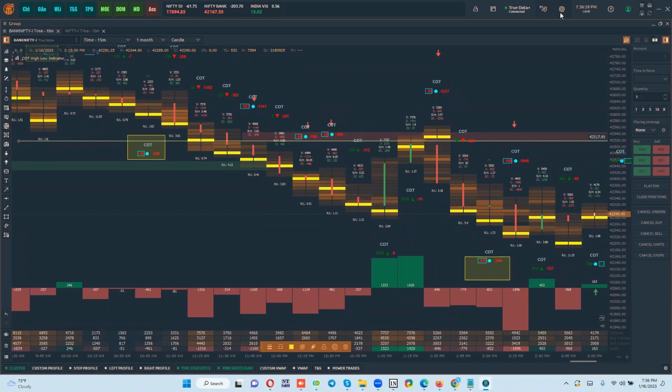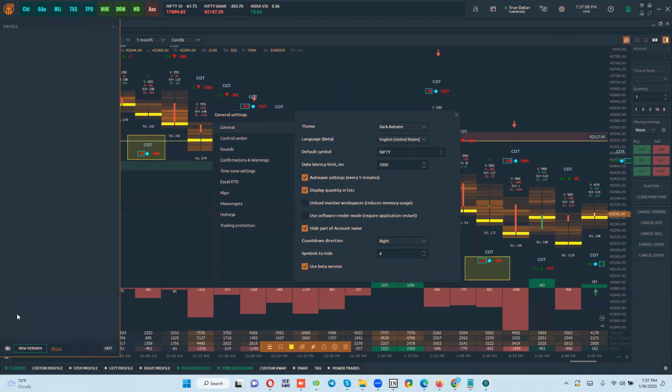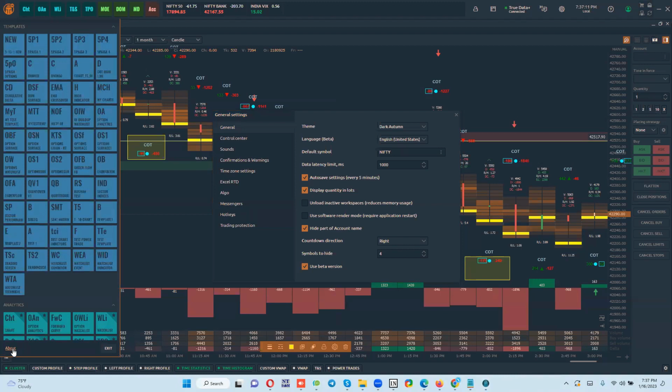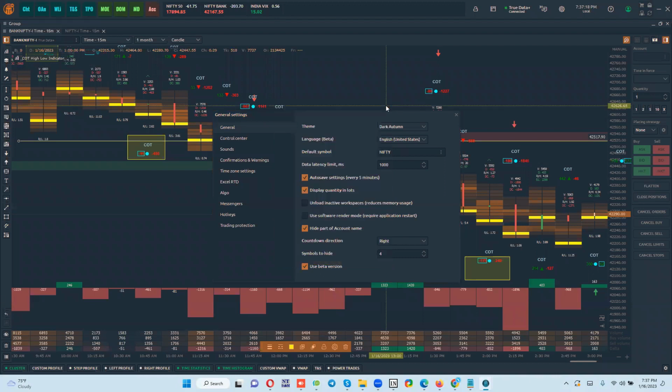How to update the beta version? You need to go to general settings here and go to use beta. Once it is enabled, you will see the download option from here to update. If there is a new version available, you will see a new version update available. My version is up to date, otherwise it will prompt you to download the new version.